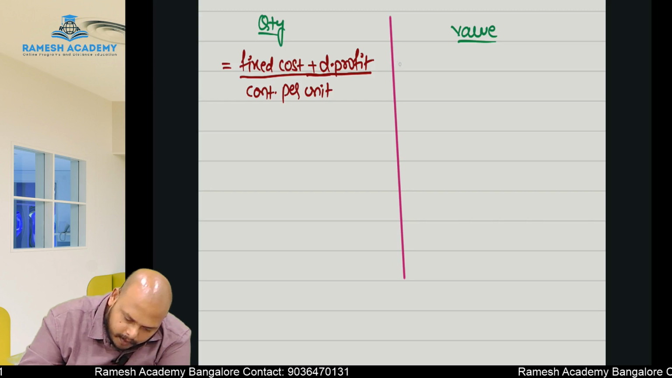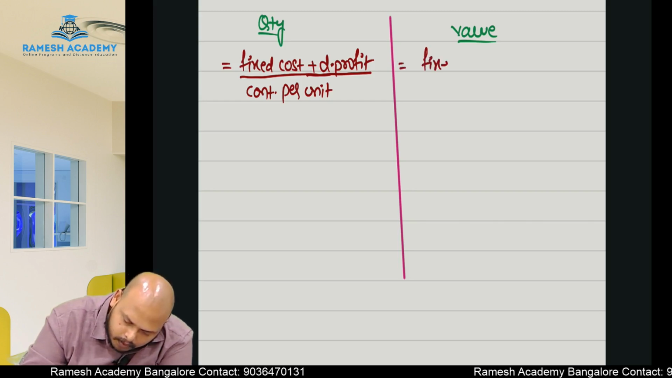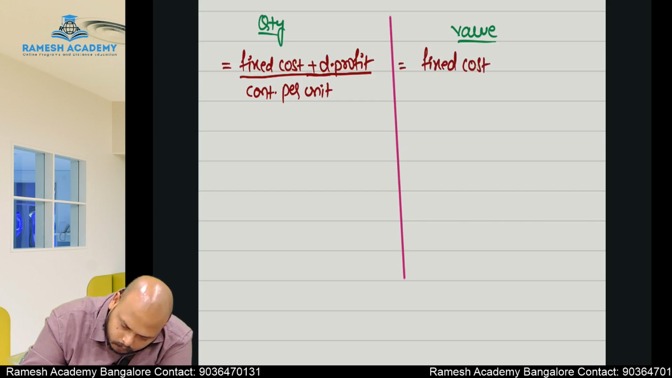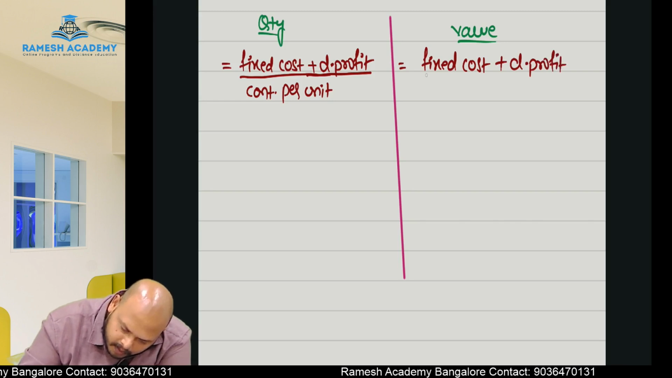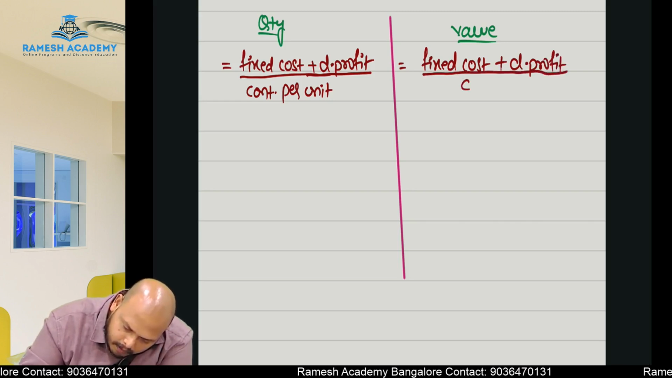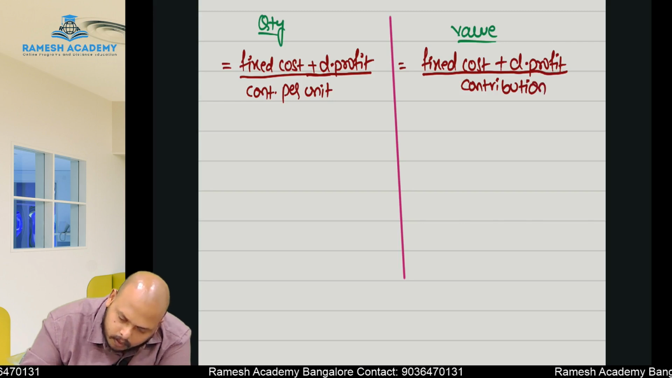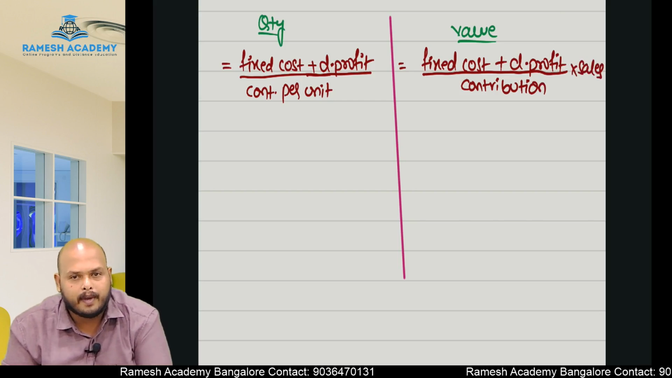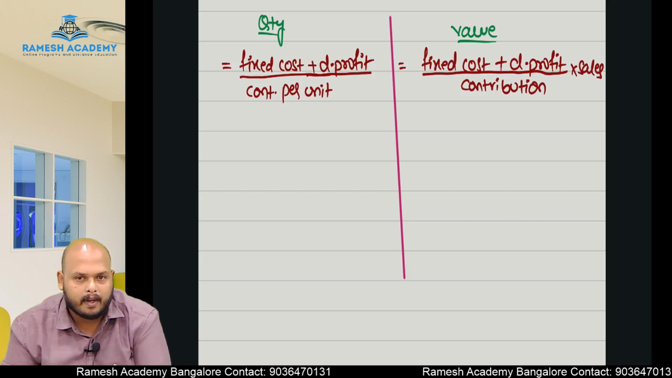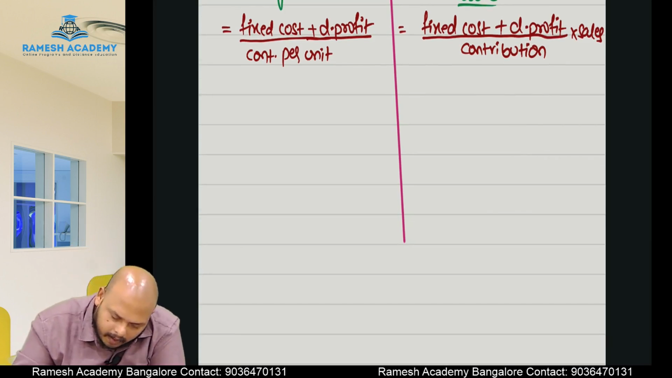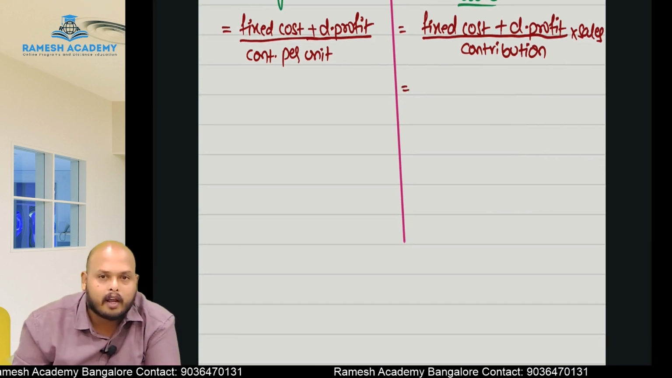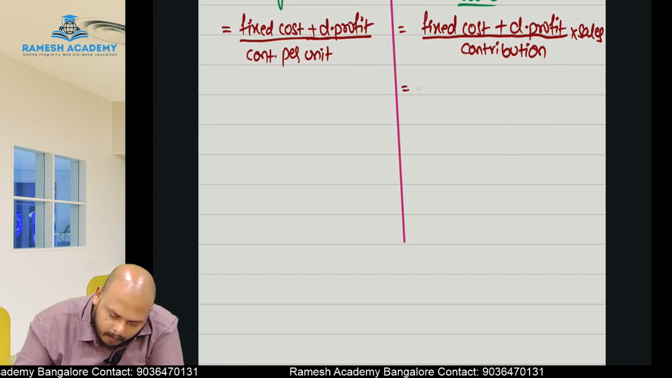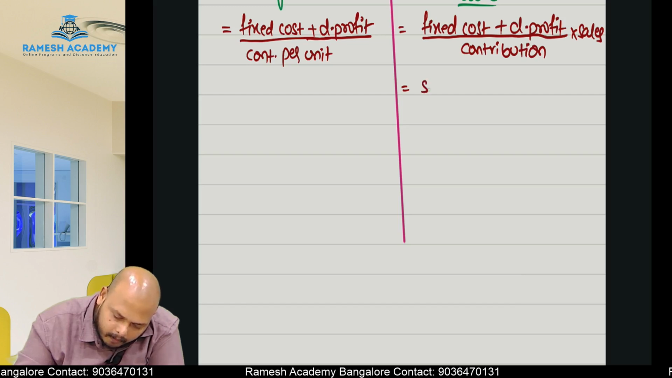Here, what will be the formula? Fixed cost divided by contribution into sales, with the fixed cost plus desired profit: fixed cost plus desired profit divided by contribution into sales. Again, mathematics is permitting us to derive more formulas. So what is the formula we can write for this sales for desired profit value?